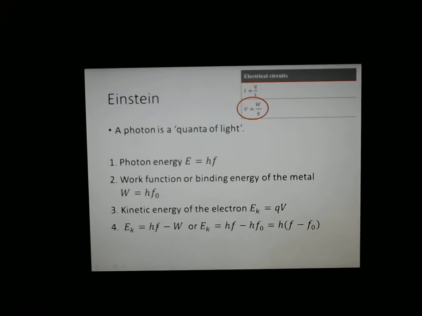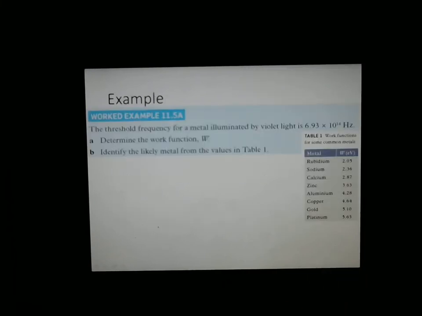So let's have a look at some examples. This is a fairly standard type of question, just doing calculations, not using the experimental data. A threshold frequency for a metal illuminated by violet light is 6.93 times 10 to the 14 hertz. Determine the work function and then identify the likely metal. The fact that we're told it's violet light is just a misdirection. We don't need to do anything with that, because all we need to do is work out the work function, and then we work out the metal from looking up a table.